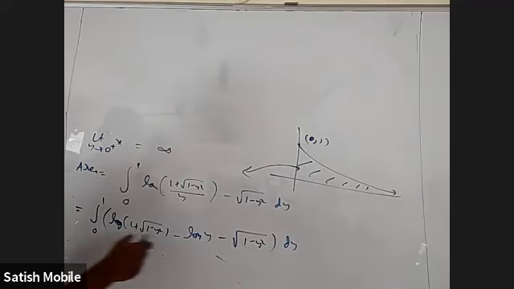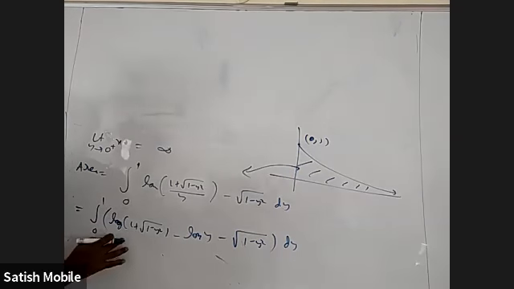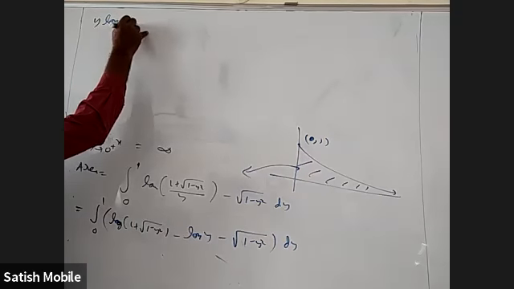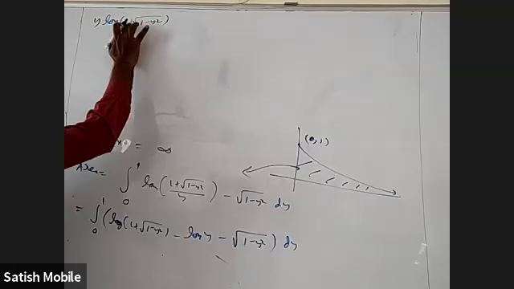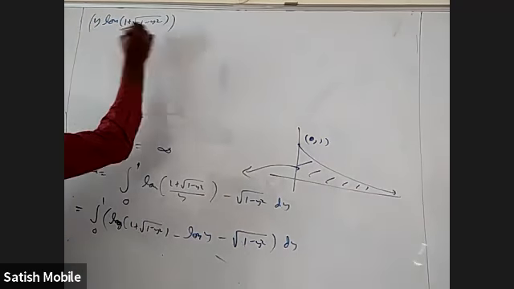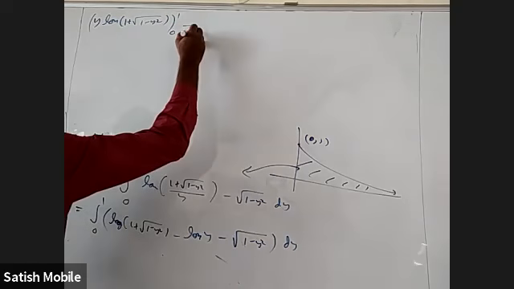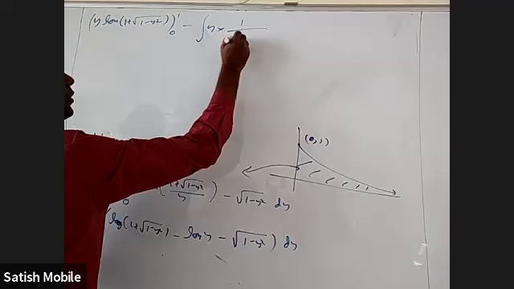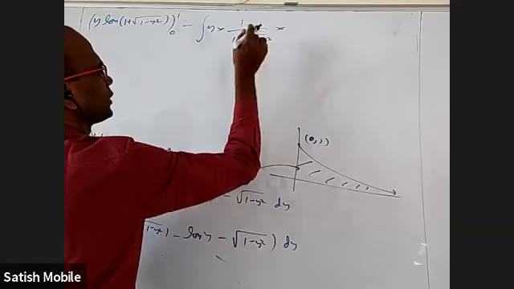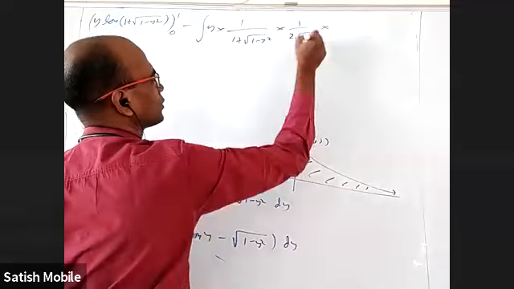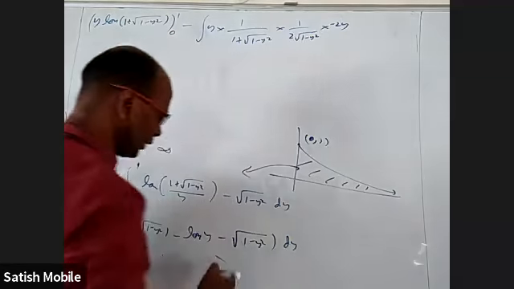this integration may be a little complicated, but we should do it. This integral will come y into log of 1 plus root over 1 minus y square with the limit 0 to 1, minus integral y into the derivative of this, which is 1 by y plus what, 1 by 1 plus root 1 minus y square into the derivative of this inner part, which is 1 by 2 root 1 minus y square into the derivative of that inner part, which is minus 2y.